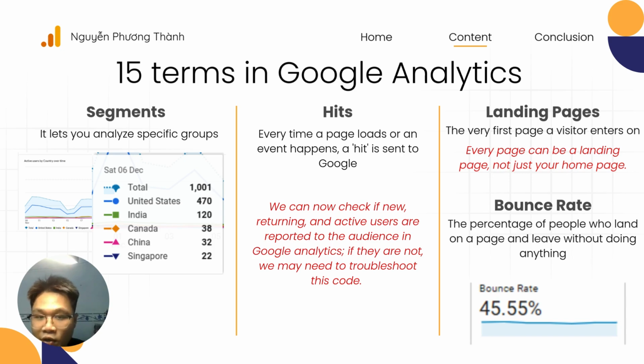Then there are segments. This is how we slice the pie. You can create a segment of just people from New York or just people who bought shoes. It lets you analyze specific groups. How about hits? It's the raw data. Every time a page loads or an event happens, a hit is sent to Google. It's the heartbeat of your tracking code.